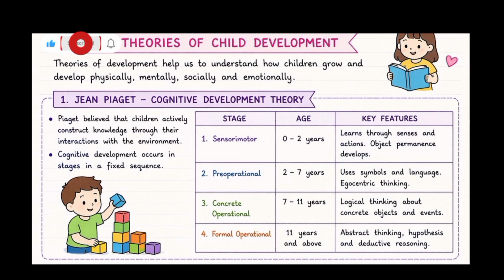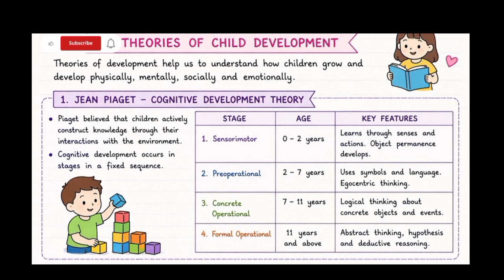Today we will do the theories of child development. Theories of development help us to understand how children grow and develop physically, mentally, socially, and emotionally. Jean Piaget. Jean Piaget was a biologist, economist, and a psychologist. He gave the cognitive development theory. Piaget believed that children actively construct knowledge through their interaction with the environment. According to him, cognitive development means how knowledge is acquired and developed through successive stages and at various age levels. His theory is also called genetic epistemology.